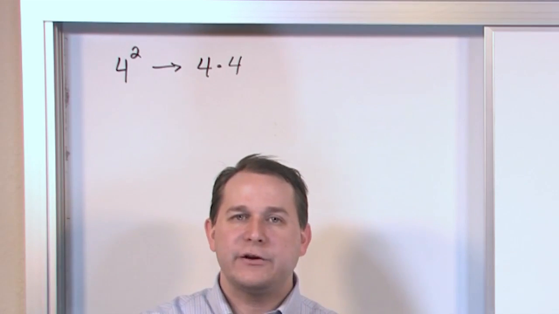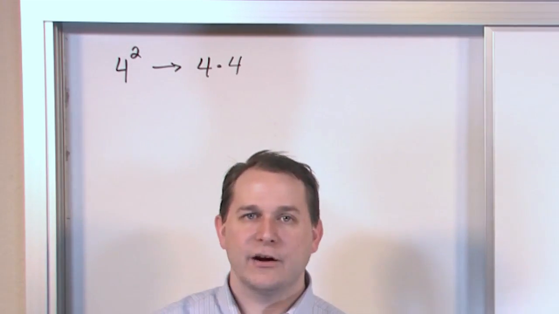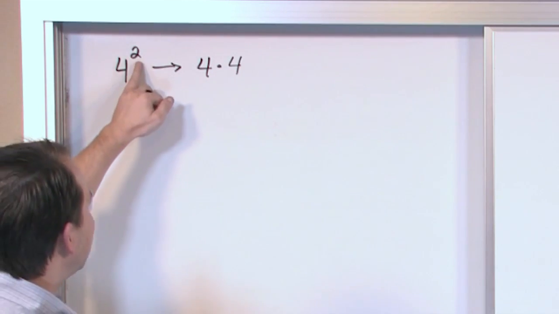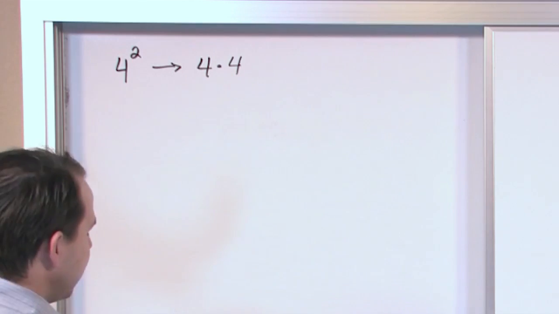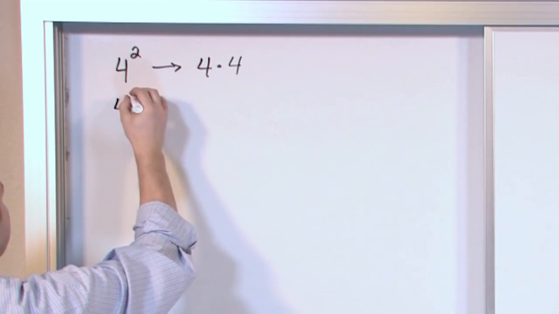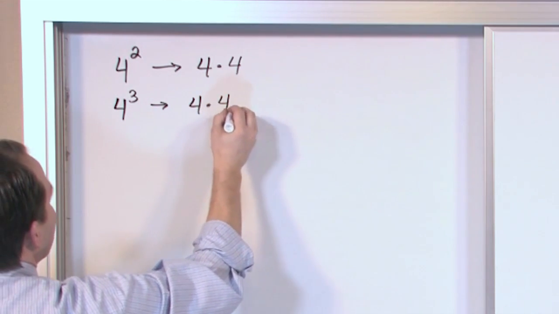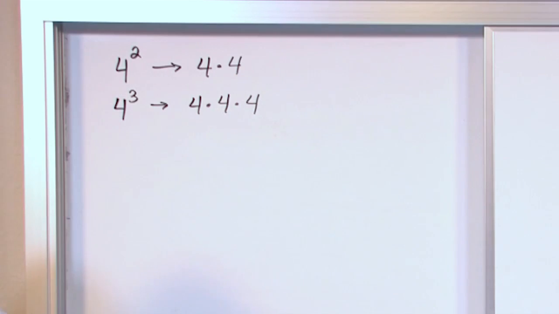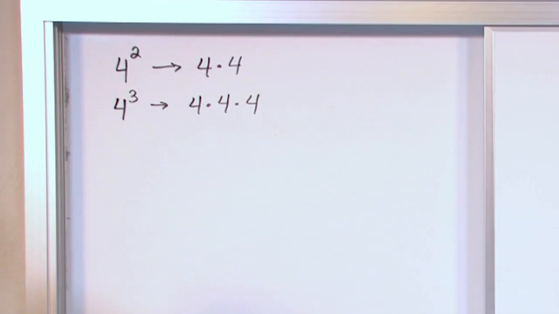So for those of you that are scared and terrified of algebra, you should look at this and realize it's something you can understand. This 2 is not magical. It is just 4 multiplied by itself 2 times. 4 squared. Likewise, 4 raised to the power of 3 would be 4 times 4 times 4, right? You multiply by itself 3 times because that's the number indicated at the top.